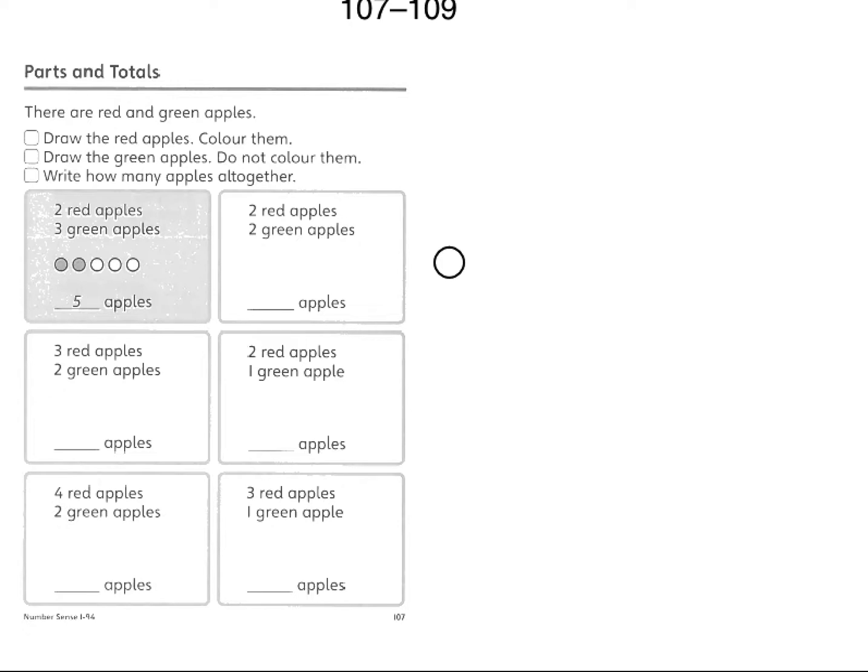Okay, we are going to be doing 3 pages on page 107. You have to figure out the total. They are giving you the parts. So 2 red ones, 1, 2. 2 green ones, 1, 2. You can color in the red ones so you know they're red. 4 altogether. Okay, 3 red ones, 1 green one. How many altogether? So color in the red ones, add the green ones, tell me how many altogether.